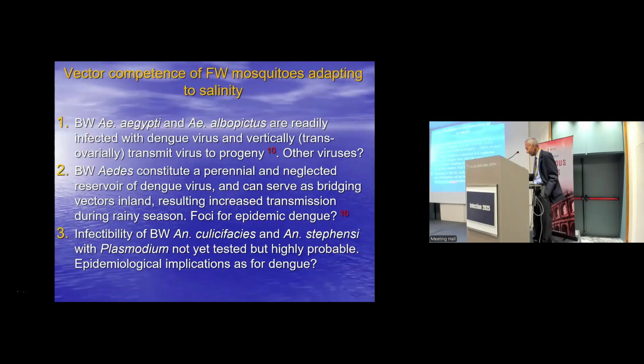As we discussed before, brackish water Aedes aegypti and albopictus are infectable with dengue virus, and they can undergo vertical transmission to the larvae. These Aedes constitute a neglected and perennial reservoir of dengue virus, which can start off epidemics. We think a similar process occurs with brackish water Anopheles culicifacies and Anopheles stephensi, as in dengue, that they are a reservoir of vectors.